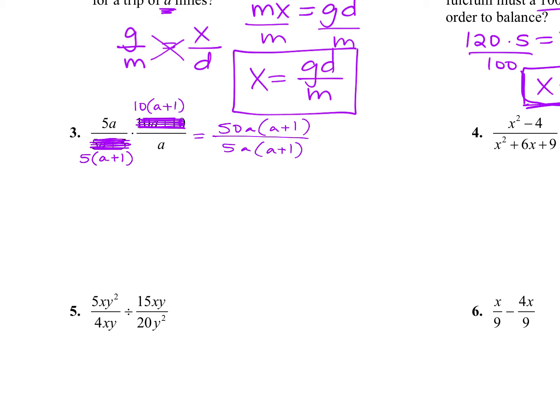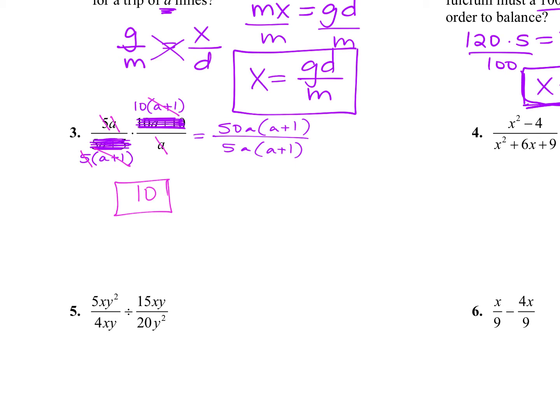What's your preference? I would like to do it the way you would like to do it. Slash first? Okay. So a and a will reduce to 1. 5 and 5 will reduce to 1. A plus 1 and a plus 1 will also 1 out. What are you left with? 10. Okay.